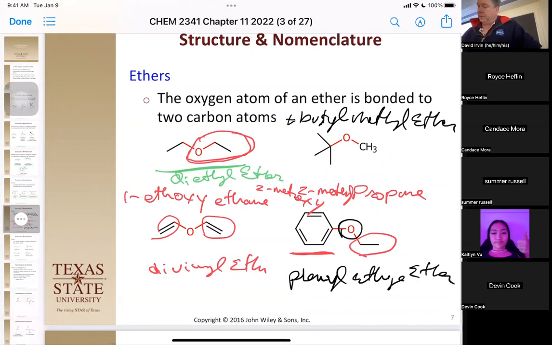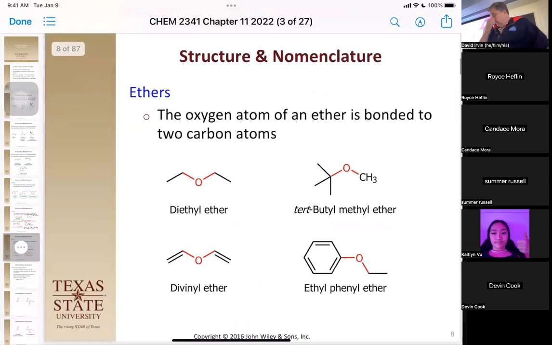Okay, and those common names are on the next slide there. Diethyl and divinyl are because they're symmetrical. Unsymmetrical, you put them in alphabetical order and you put the word ether at the end. If it doesn't say ether on the end, it's not a common name, it's an IUPAC name. If you have some kind of alkoxy part in your name, that's an ether.